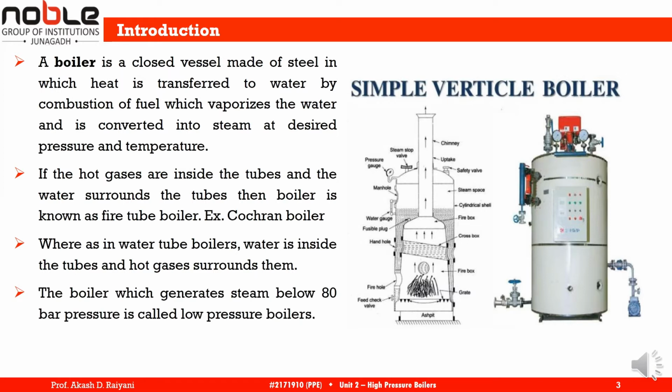If the boiler generates steam below 80 bar pressure, then it is known as a low pressure boiler. And if it generates steam above 80 bar, then it is known as a high pressure boiler.